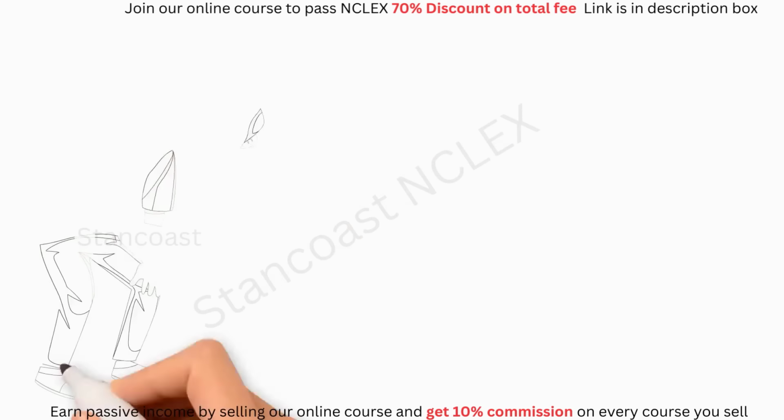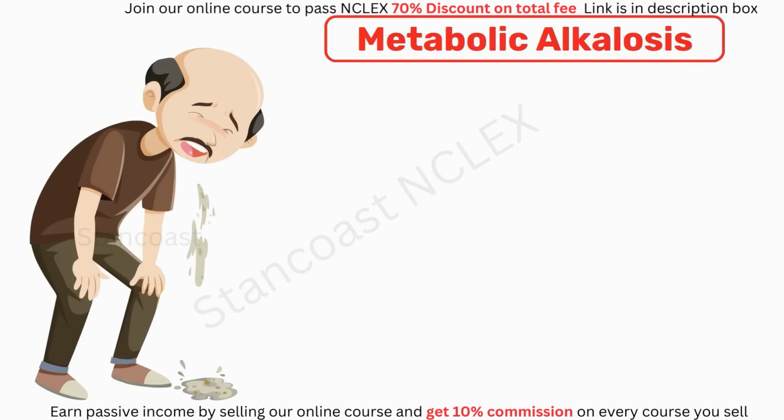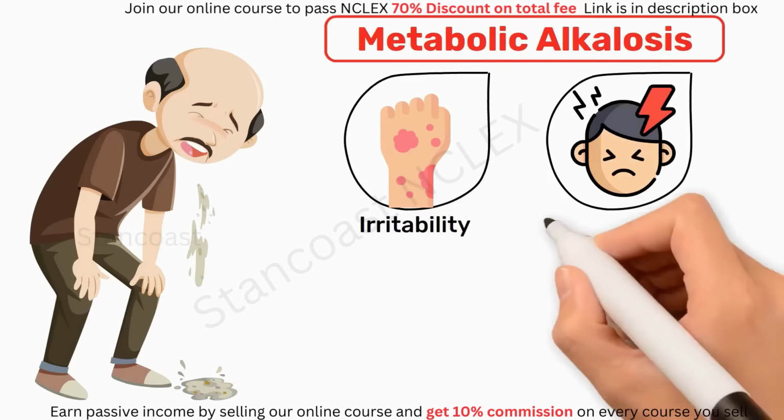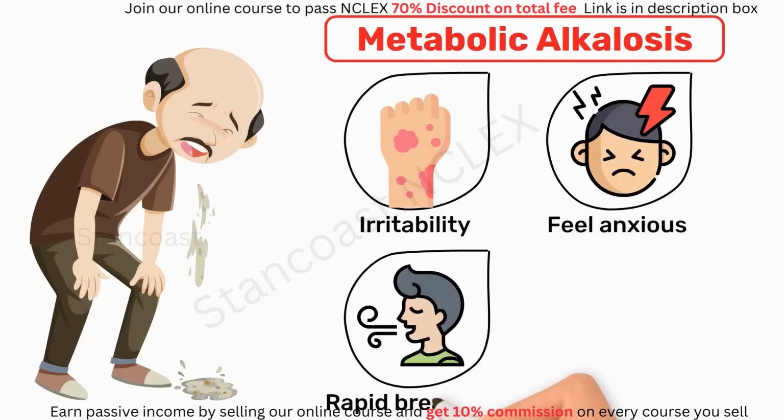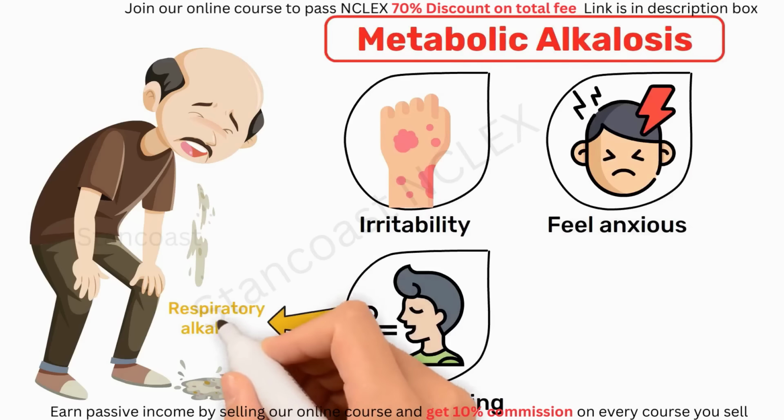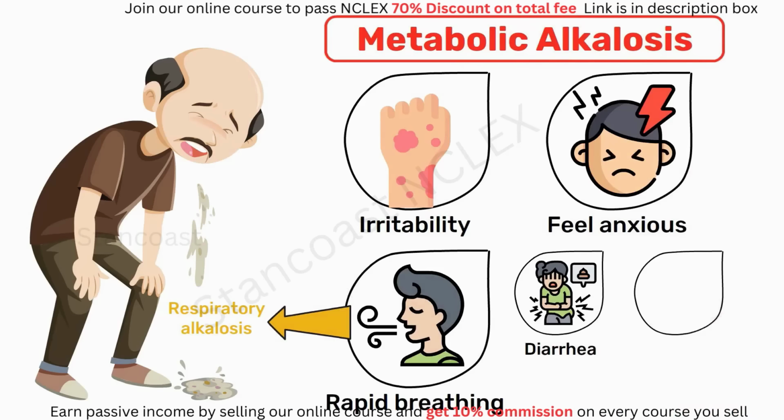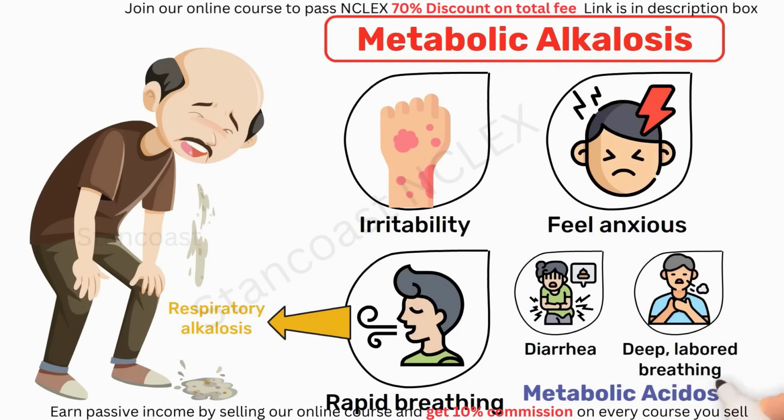The rationale: a patient with metabolic alkalosis might show signs of irritability or feel anxious. Rapid breathing can indicate respiratory alkalosis. Both diarrhea and deep labored breathing are potential symptoms of metabolic acidosis.